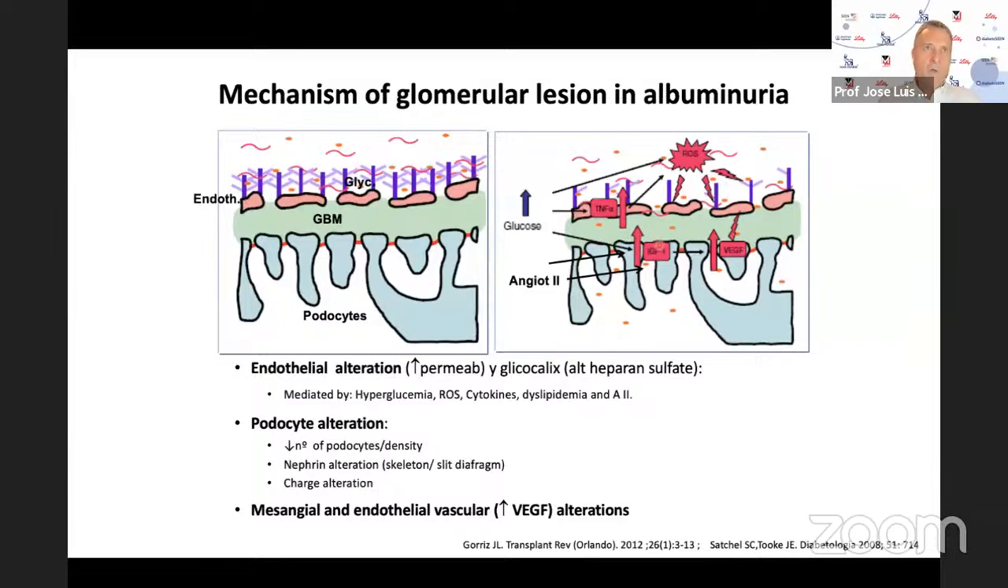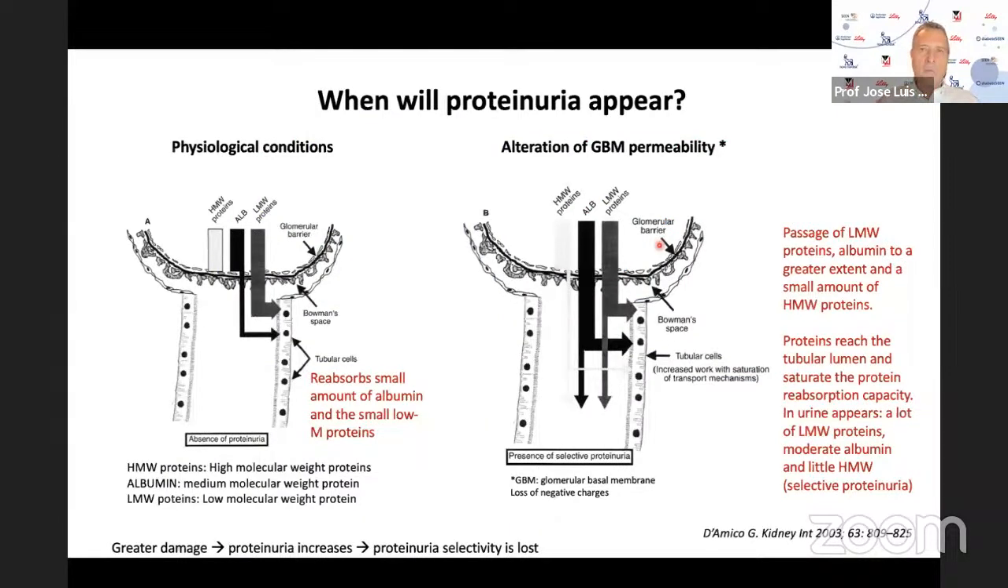We can measure the albuminuria because it appears in the urine, whereas this was not possible previously, but obviously this leads to albuminuria. And when will proteinuria appear?